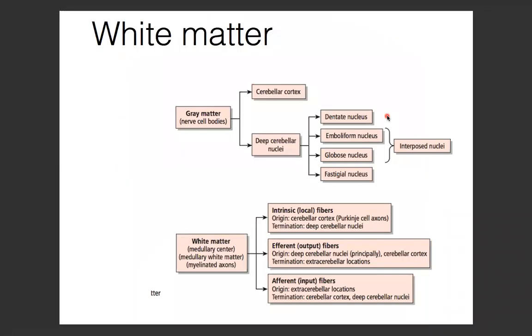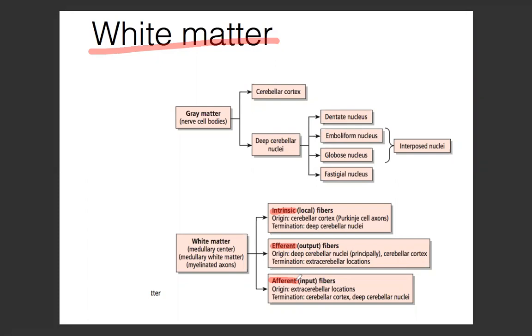Okay, we're going to now talk about the white matter. يعني بعد ما we basically understood the gray matter بيسوي شنو. And the gray matter is basically what's making all the decisions. الwhite matter شغله is to transfer decisions. تمام؟ الwhite matter عندنا منه ثلاثة، تمام؟ فيه intrinsic أو local fibers وفيه efferent وفيه afferent.